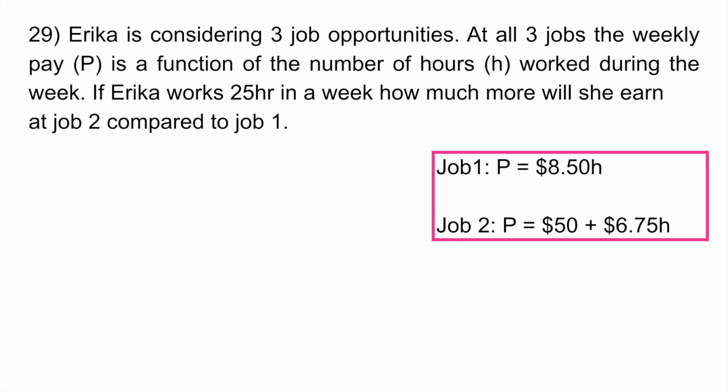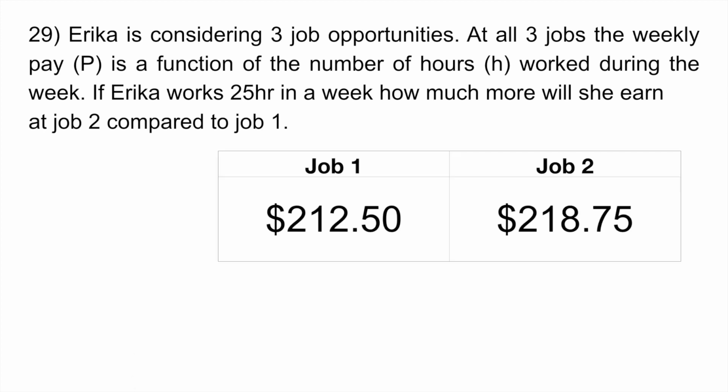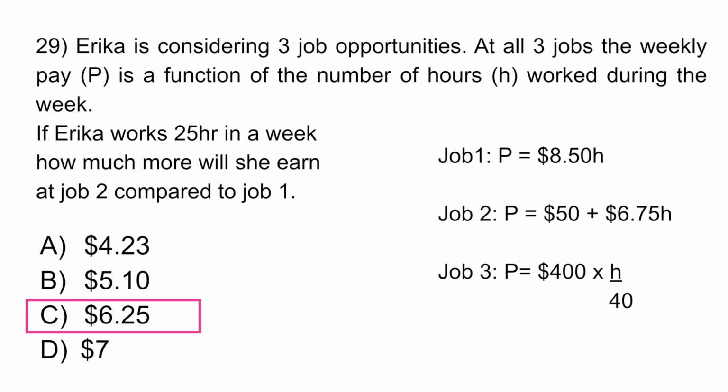$212.50. For job 2, same sort of thing. That's the equation there that they gave us in the question. All you have to do is plug in the 25 hours where the h is, and you end up with $218.75. Okay, so what is the difference between these two jobs? All you have to do is subtract job 2 minus job 1. That gives you $6.25, which is option C.